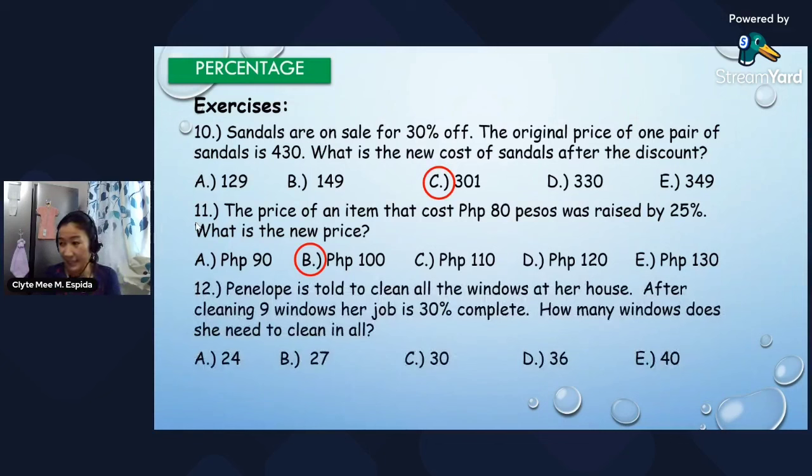Okay. Ito din. So, Penelope is told to clean all the windows at her house. After cleaning 9 windows, her job is 30% complete. How many windows does she need to clean in all? Okay? Sige, Ma'am Maria Isabel, just go on.